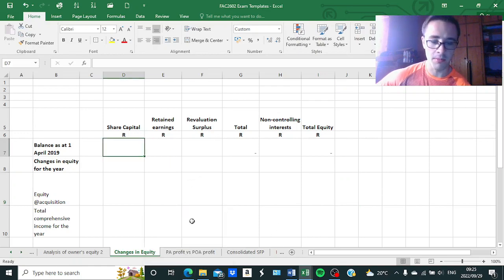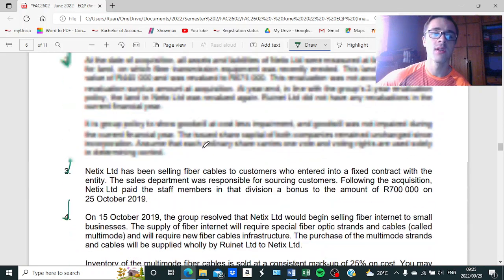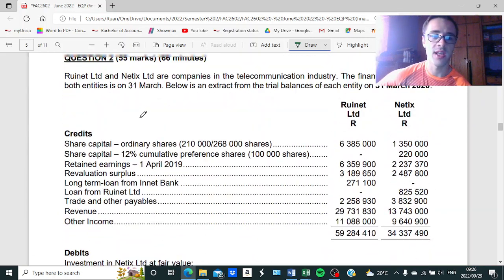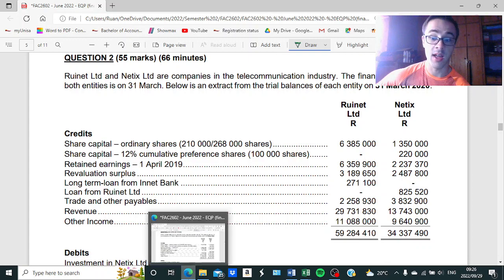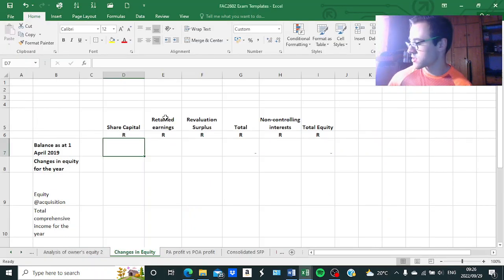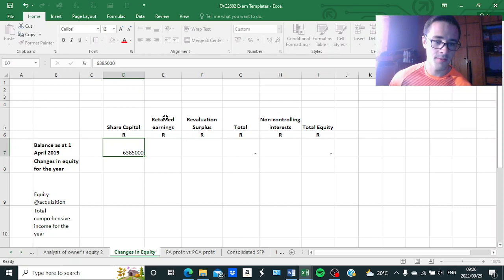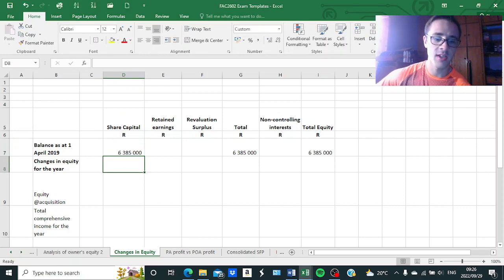Okay, so we will start with the opening balances for share capital. Once again, remember that the parent only issues ordinary shares, or only has ordinary shares in issue. Okay, no preference share capital there, and we have eliminated the preference share capital of the subsidiary at acquisition. Okay, elimination of the owner's equity at acquisition. Alright, so we do not include that balance as part of the group. So your opening balance for share capital would be 6,385,000, so 6,385 for ordinary share capital, if you want to be more specific.